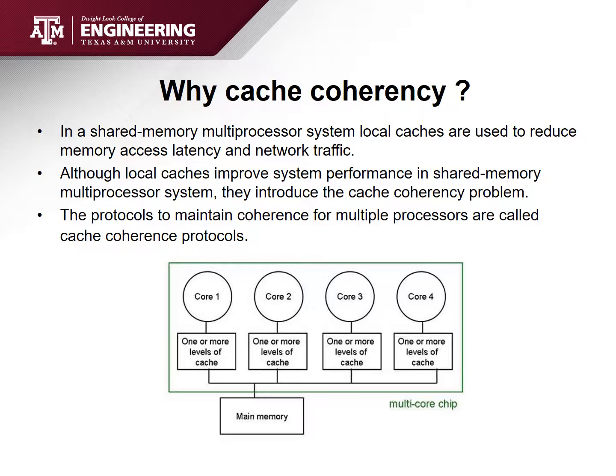Thus, in a multi-core system where some level of caching may be shared while some levels are private, the coherence problem still exists and must be solved. This is the motivation behind choosing this topic.